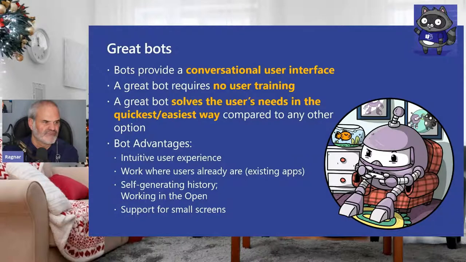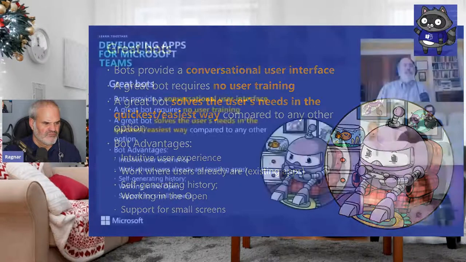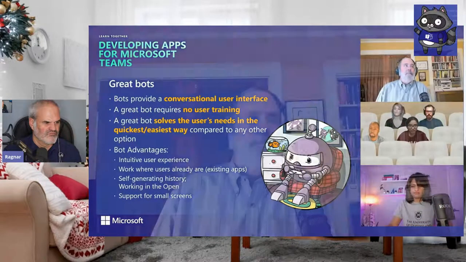So if it's easier for the user to click a tab and just see some information at a glance, rather than ask your bot questions to gather the information, the users are going to want the tab, right? So keep in mind the advantages of bots: an intuitive user experience, being able to face an ambiguous situation and just ask the bot for something, and working where users already are, such as Microsoft Teams. And it's interesting that bots also have a self-generating history. So that chat that they leave behind can actually be useful if you use it correctly. And I think we'll both be showing a couple of examples of that, as well as small screen support.